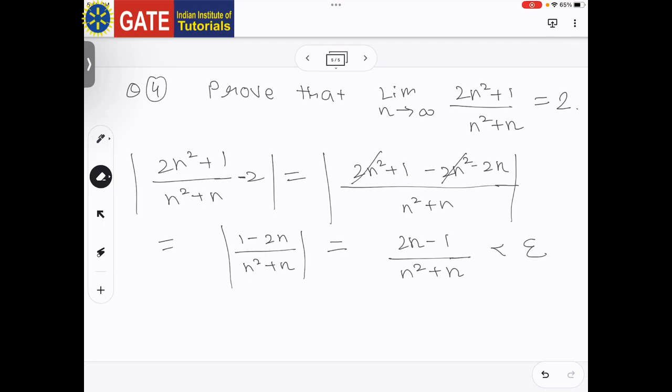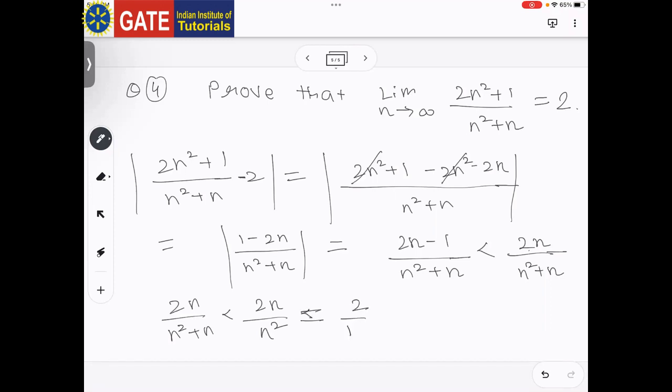If you do it this way, then you have to solve the quadratic equation. Instead of this, you do it this way: this is lesser than 2n/(n² + n), and this is again lesser than 2n/n², which is nothing but 2/n. Now put it lesser than epsilon. This will give you n is greater than 2/epsilon. So choose your capital N to be the greatest integer function of 2/epsilon.